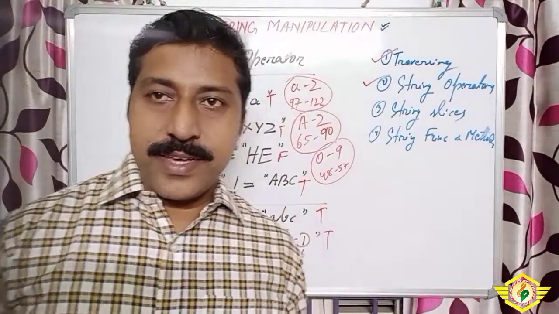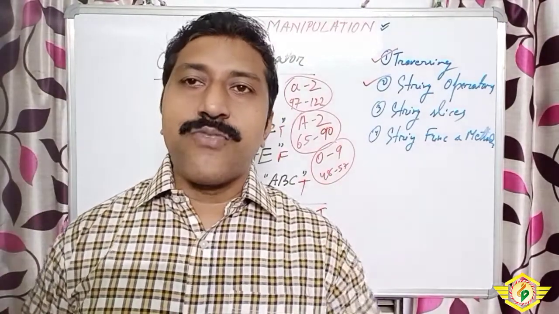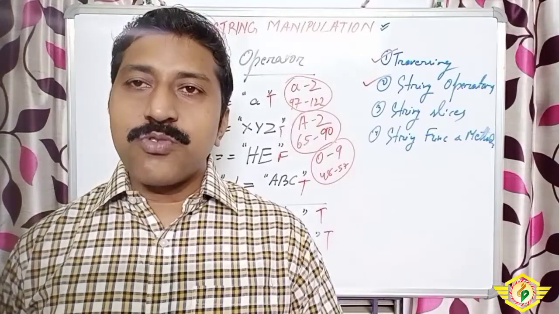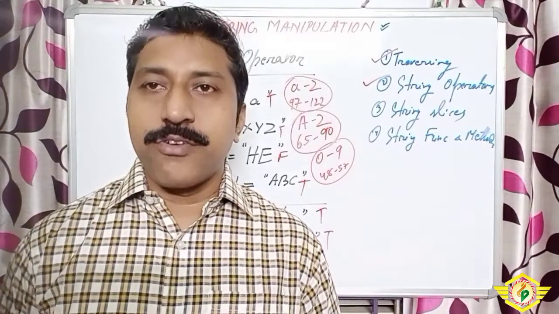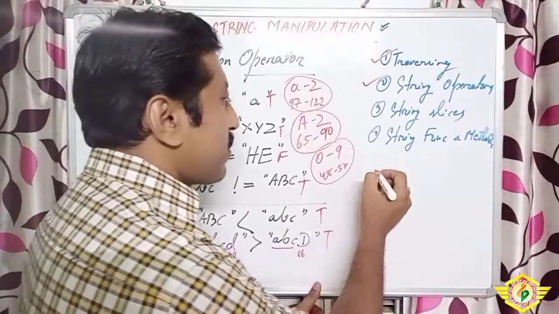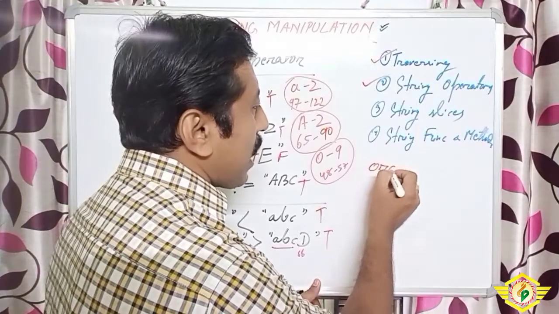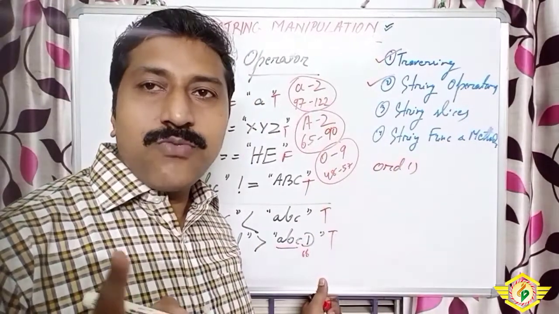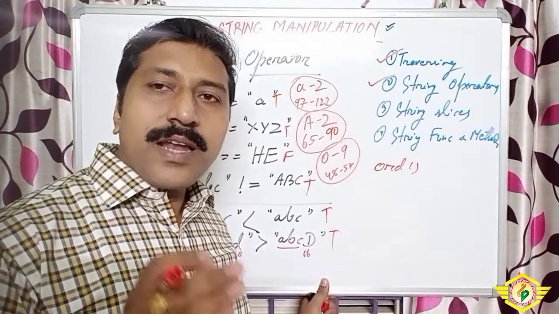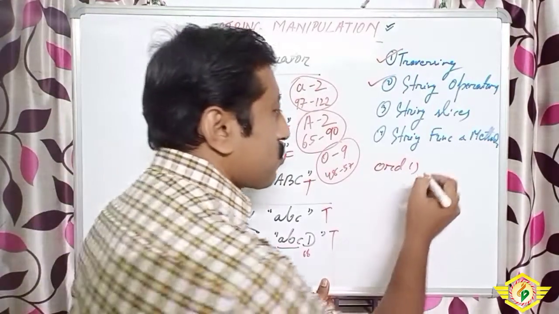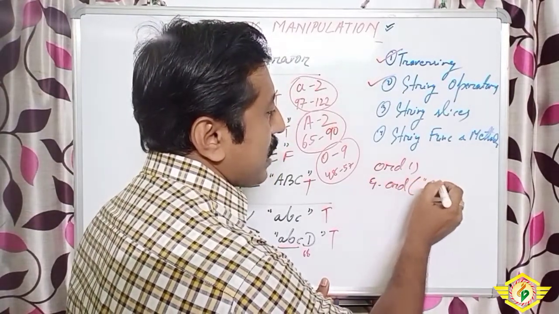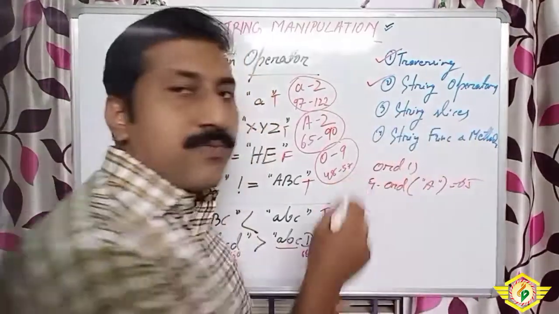There are two functions, just to find the ASCII value, that is the ordinal value, and also to convert the ordinal value to its character equivalent. The two functions are, one is ord. This ord is just to get the ordinal value. Then after that, write a character. For example, I write ord, within brackets write 'A', and the output will come 65.